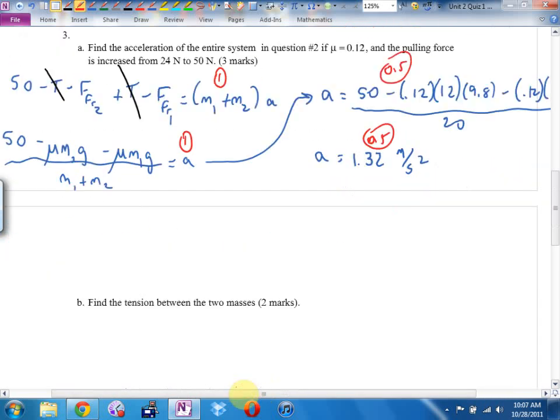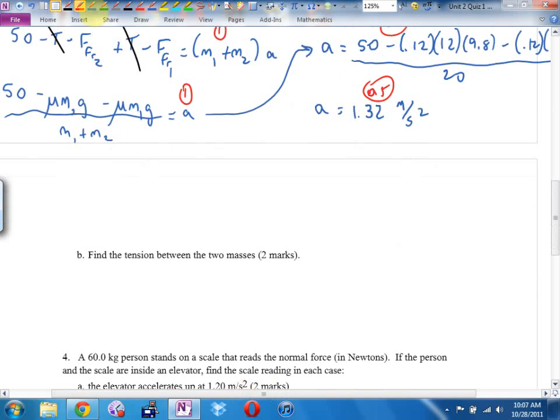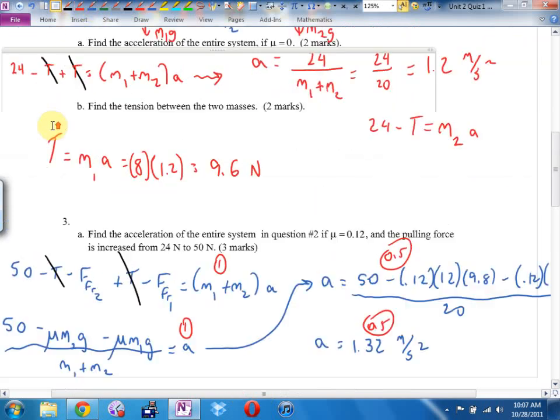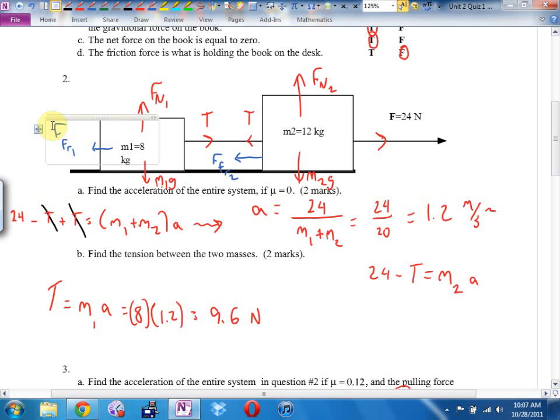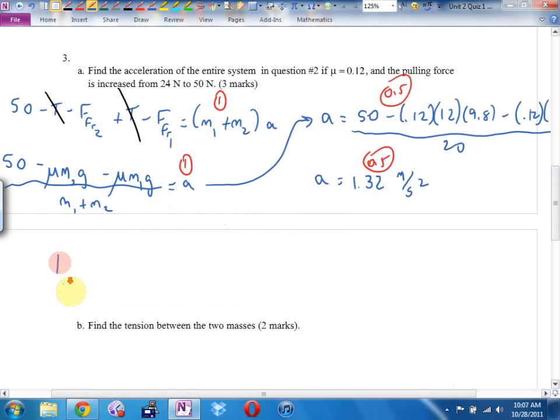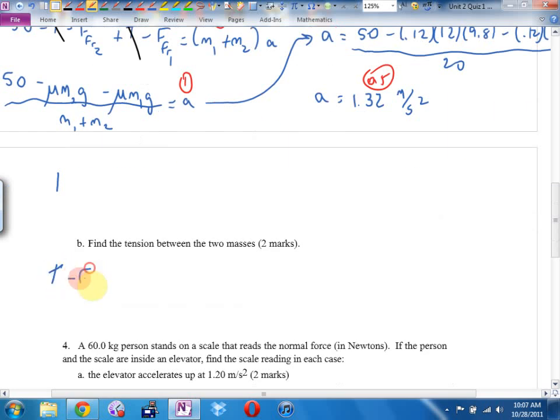Find the tension between the two masses. Okay. I'll use this one because tension is a winner. My equation is going to be tension minus friction 1 equals M1A.